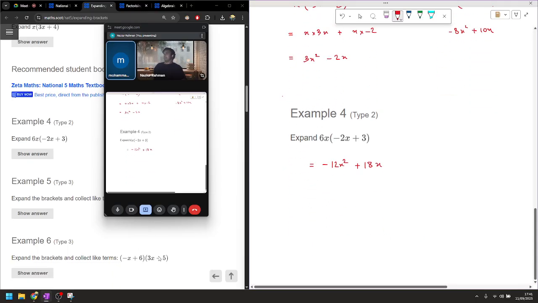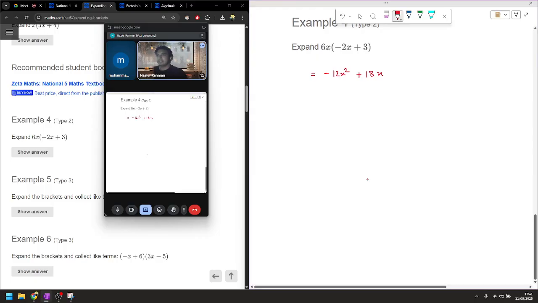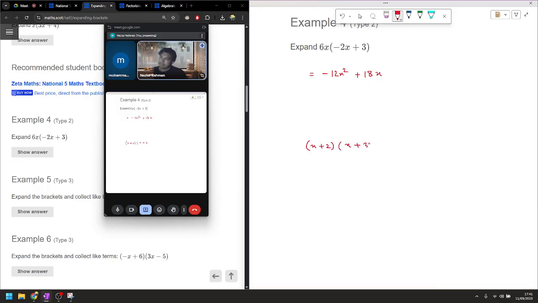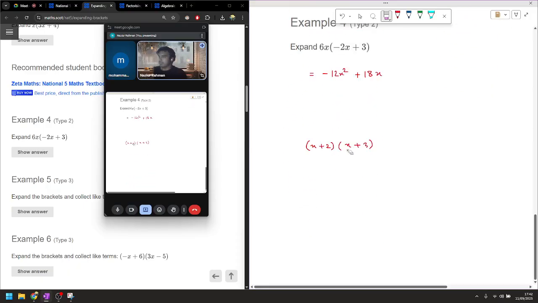That's perfect. I'll give you a bunch of questions similar to this for homework, but for now, let's move on to a new type of expansion. So let's deal with something like this. Let's say we have x plus 2 times x plus 3. We've got two brackets now. So previously we've dealt with a number times a bracket, and we've also dealt with algebra x times a bracket, like we did here. But now we've got two brackets multiplied together.